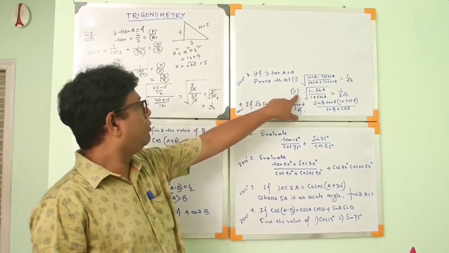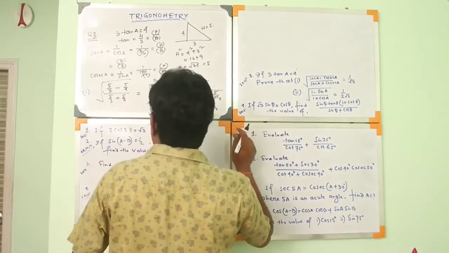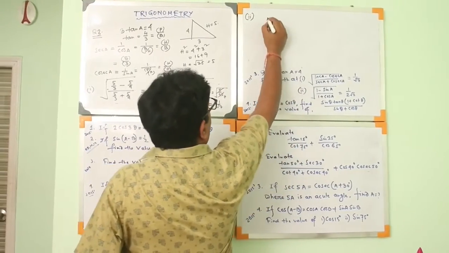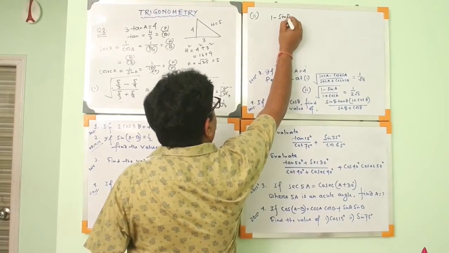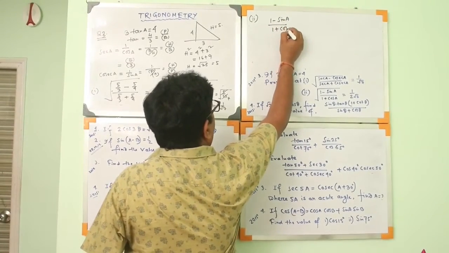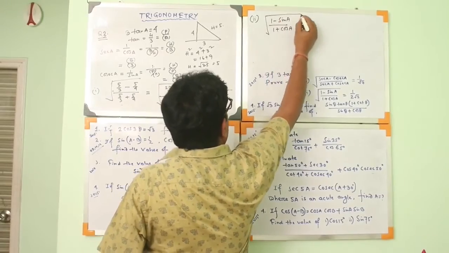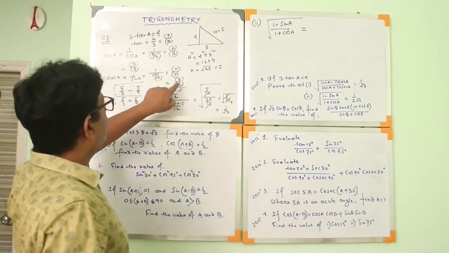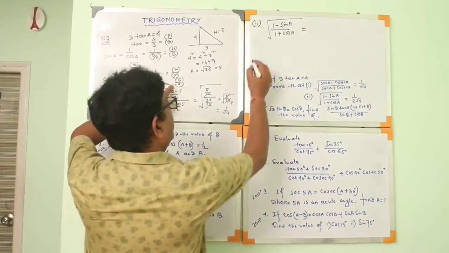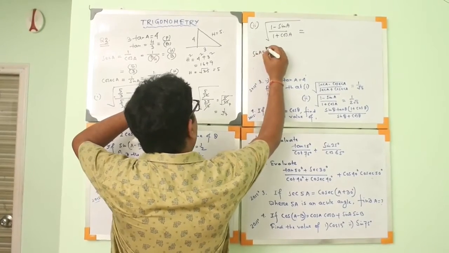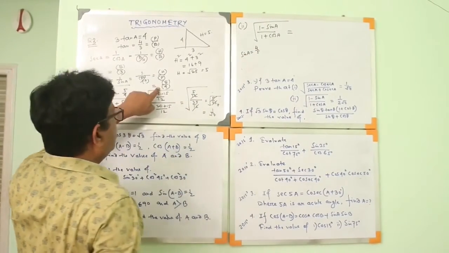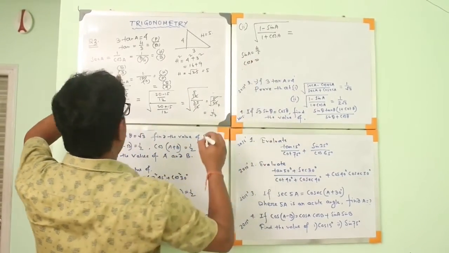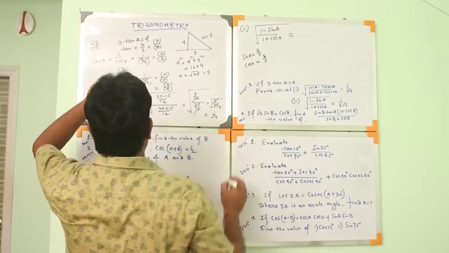Next, I am to solve the second part. Second part, this one, 1 minus sin A by 1 plus cos A. Cosec A is equal to 5 by 4. So what will be the value of sin A? So sin A is just the reciprocal, 4 by 5. Sec A is equal to 5 by 3. So what will be the value of cos A? Cos A is equal to 3 by 5.